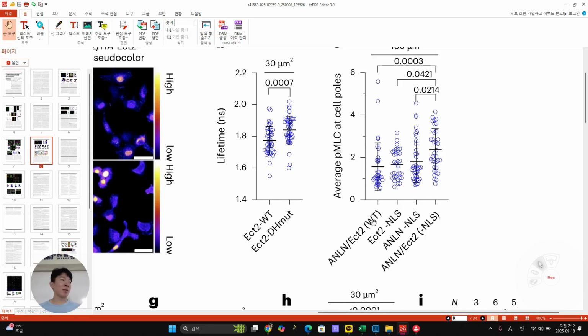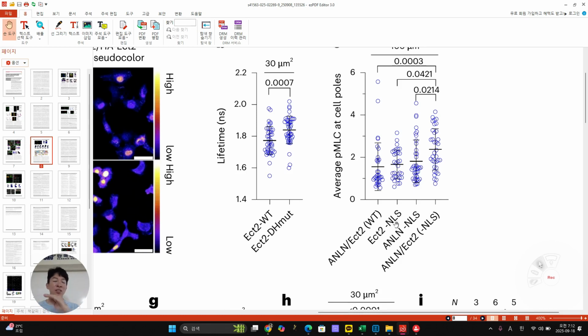And then it's a little complicated, but let's see. Anillin and Act2 wild type, normal. When they remove NLS, what is the meaning of NLS? NLS is a nuclear localization signal, right? When they remove NLS, they are more localized in the cytoplasm. As I told you, a protein cannot make its own decision about how it is localized to a certain part; it uses this NLS domain.